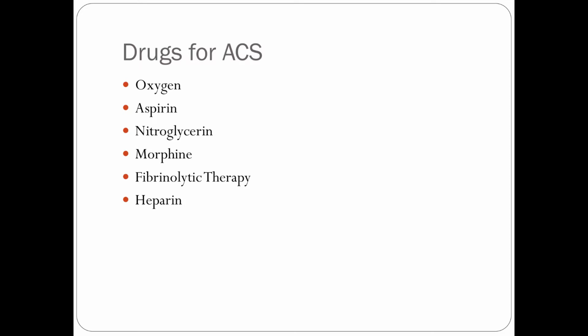Here's what we're going to use for acute coronary syndrome. We've already talked about going through this with basically cardiac patients: oxygen, aspirin, nitro, morphine. We want to get heparin and fibrinolytic, Lovenox, heparin, whatever we may be using. A lot of times we use Lovenox now, just give them that. And of course, fibrinolytic therapy.